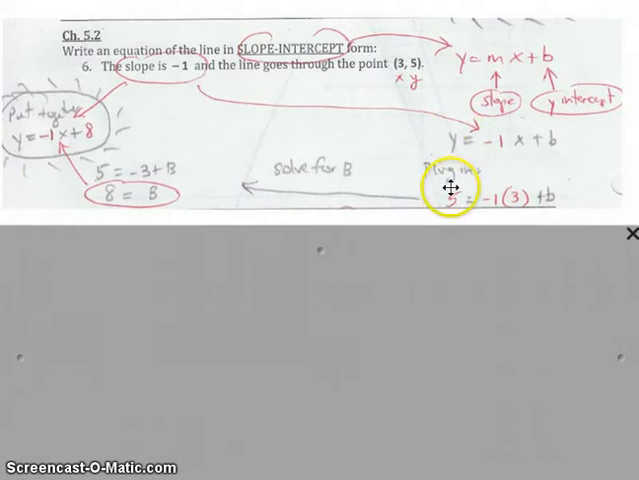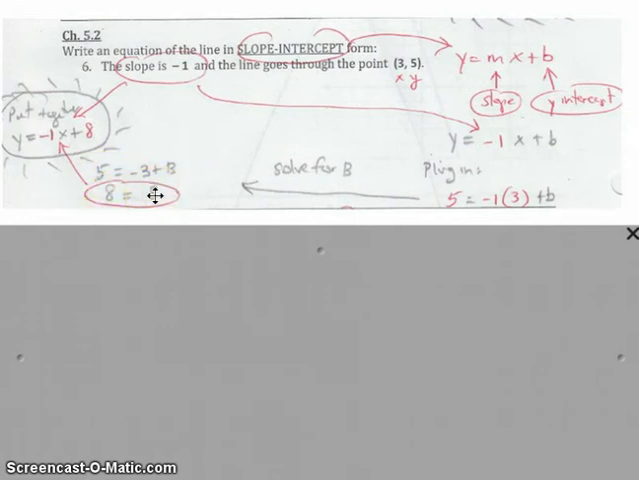And so now I've got 5 equals -1, that same slope, times 3 plus b. Okay, well that means 5 equals -3, multiplying that out, plus b. And if 5 is -3 plus b, move the -3 over, and I'm going to have b is equal to 8. And that's what this says over here. If 5 equals -3 plus b, then b equals 8.